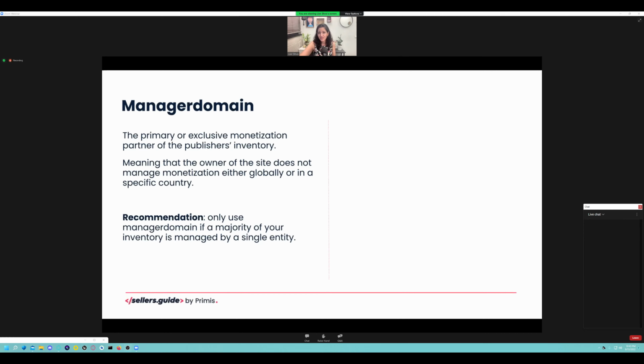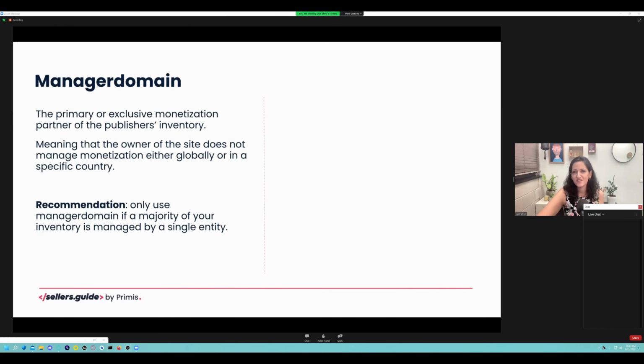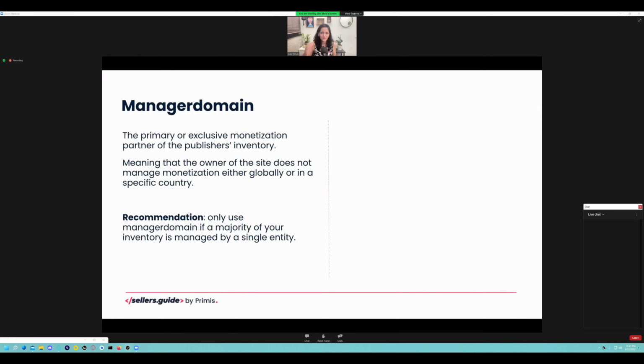And the recommendation, and this is important, is only use manager domain if a majority of your inventory is managed by a single entity. And we'll speak about it later, and I'm sure that you're probably thinking, but I work with multiple monetization partners. Many partners are monetizing my inventory, so how do I know which one of them is my manager domain? And we'll speak about it in a second.